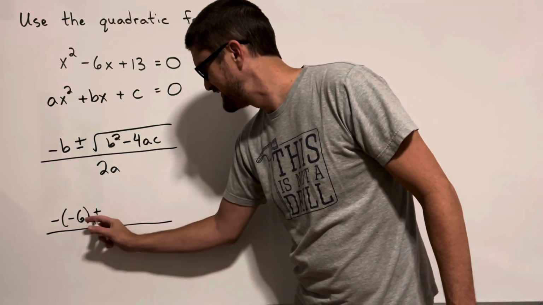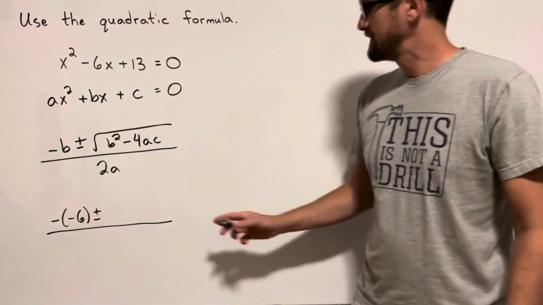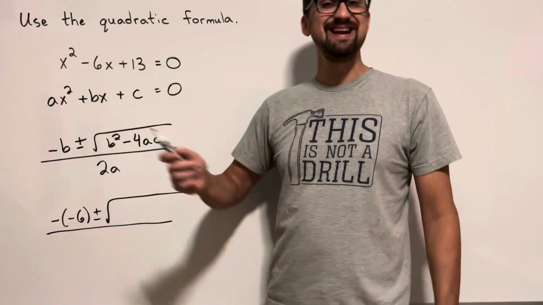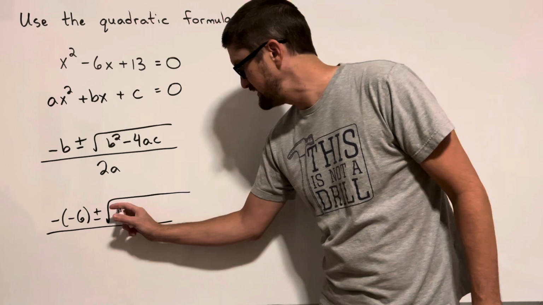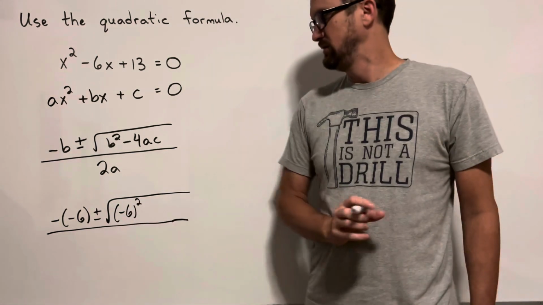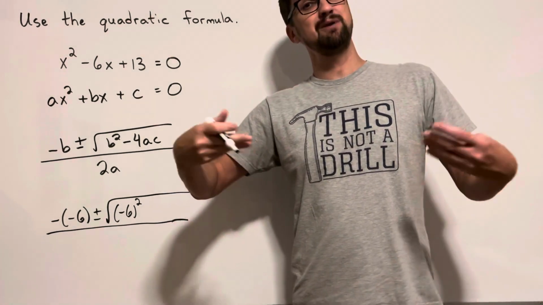So you're going to need parentheses. That's a double negative, which is going to turn into plus 6. And then we have the square root. B squared is going to be negative 6 squared. You need parentheses because you're squaring negative 6. That's going to be negative 6 times negative 6, which is going to be positive 36.